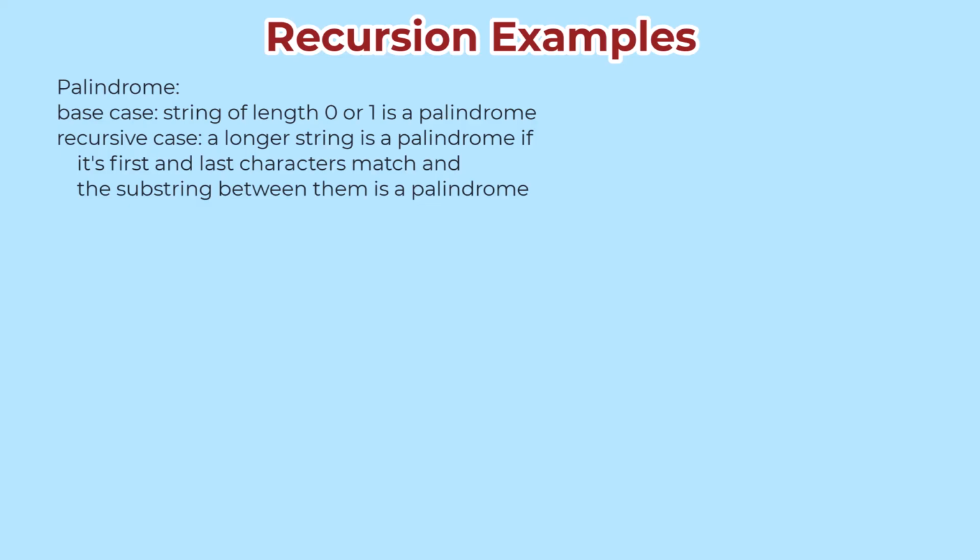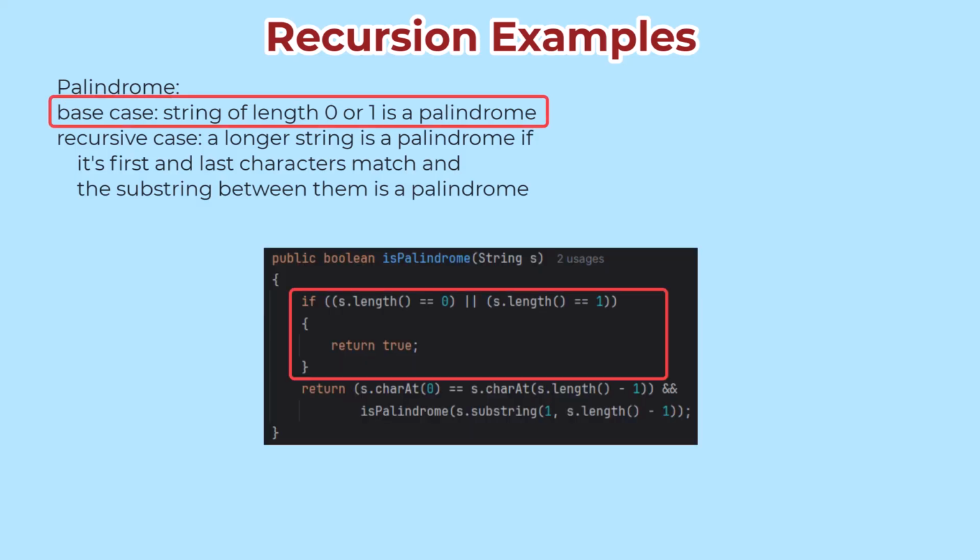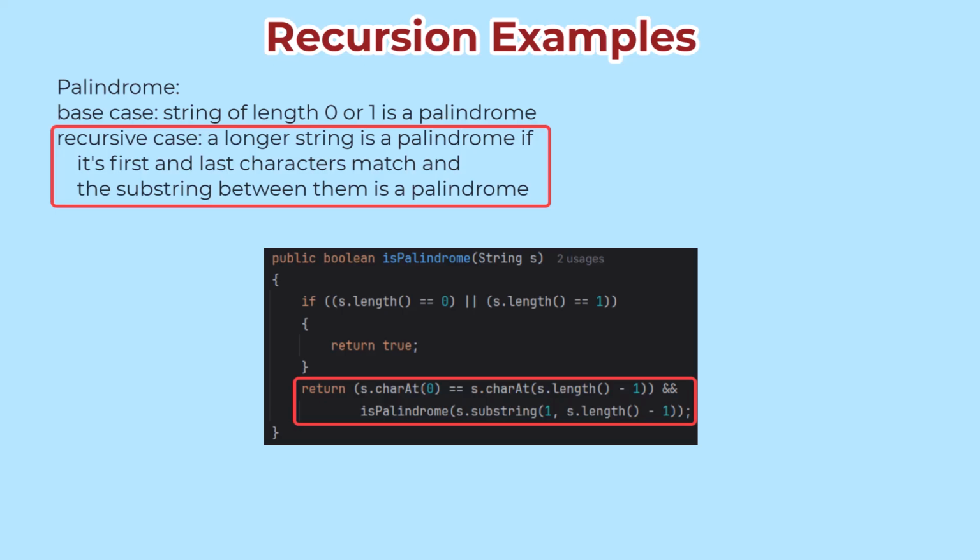We can use the fact that strings are recursive to define things like palindromes. A string is a palindrome if its first and last characters match, and the substring between them is a palindrome. Our base case is that the empty string, or a string of length 1, is a palindrome. That thought process leads us to this code. Here's the base case, and here's the recursive case. I like this solution because I don't have to think about whether the string has an odd or an even length, which I would have to think about if I was trying to build a loop to check this.